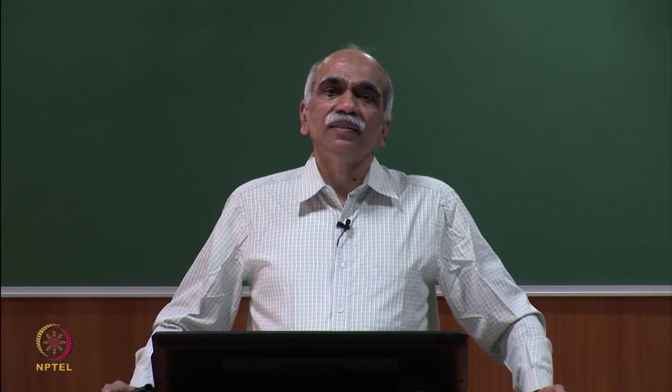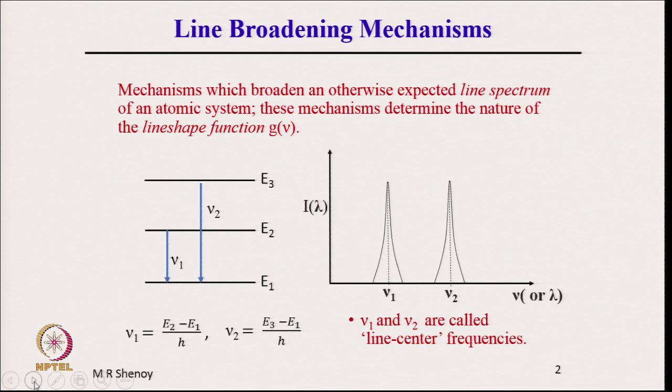Today we will discuss line broadening mechanisms. What are these? These are mechanisms which broaden an otherwise expected line spectrum of an atomic system, and these mechanisms determine the nature of the line shape function.